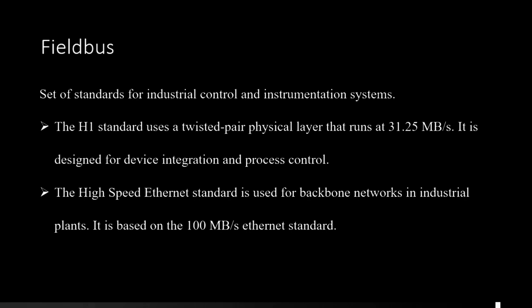Next one is Fieldbus. Fieldbus is a set of standards for industrial control and instrumentation systems. As an example, the H1 standard uses a twisted pair physical layer that runs at 31.25 Mbps. It is designed for device integration and process control. Next one is high-speed Ethernet, a standard used for backbone networks in industrial plants. It is based on the 100 Mbps Ethernet standard.